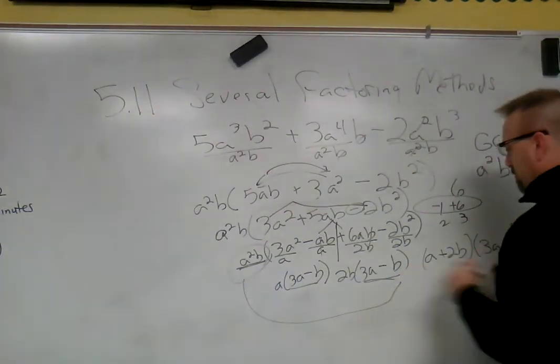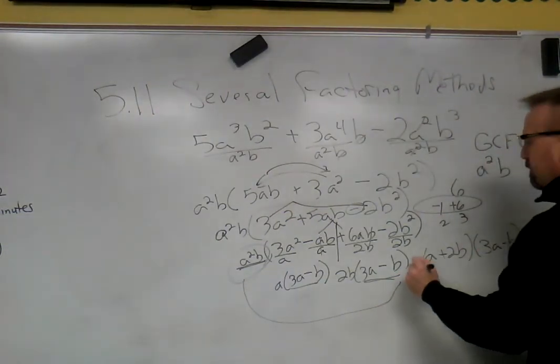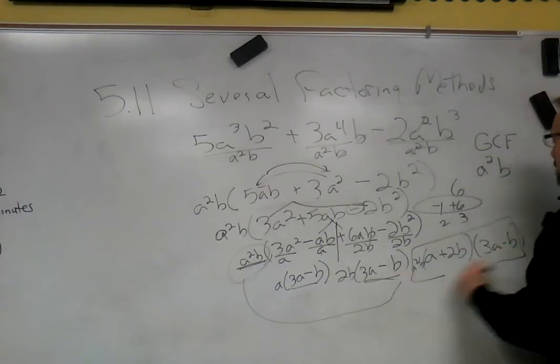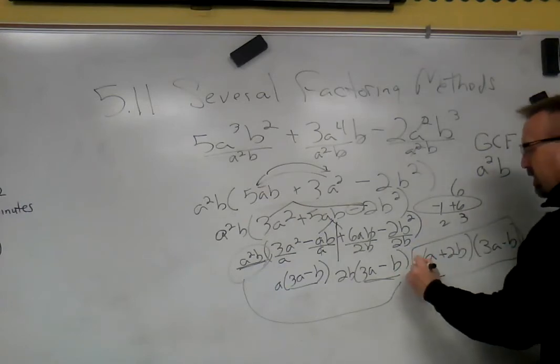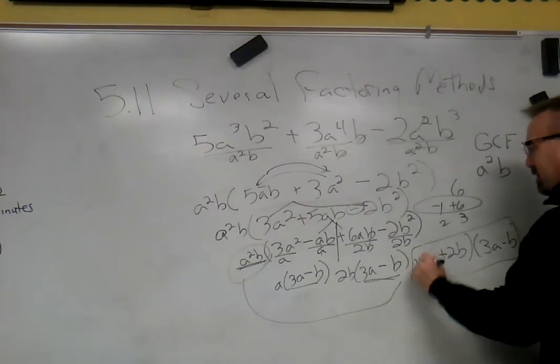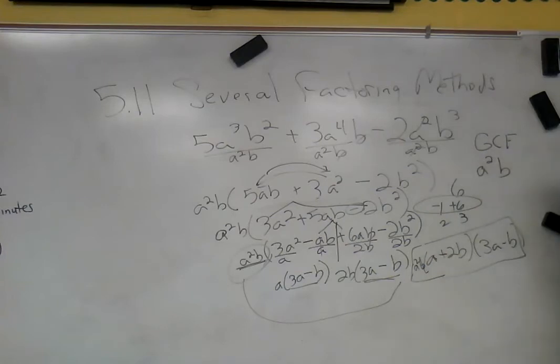And again, don't forget our GCF. Our GCF is going to go in front, I didn't leave enough space. So it'd be A squared B, parentheses, A plus 2B times 3A minus B. More involved, yes. Okay, let's do one more of these.